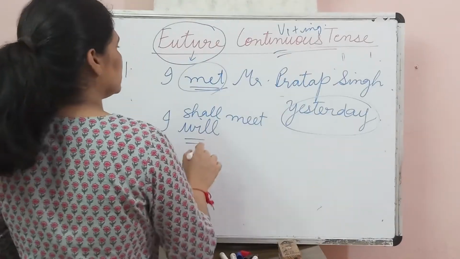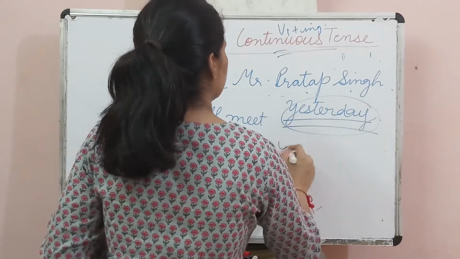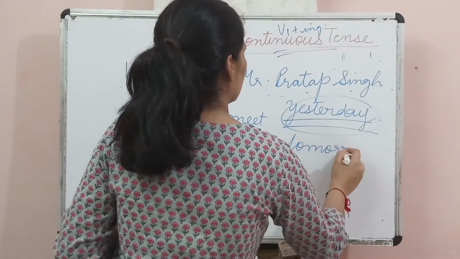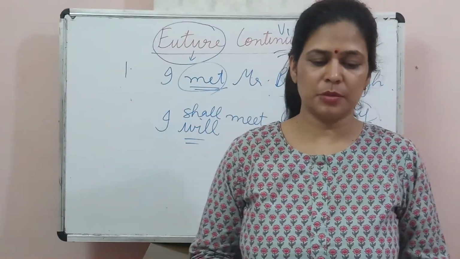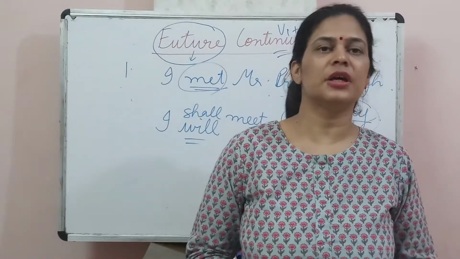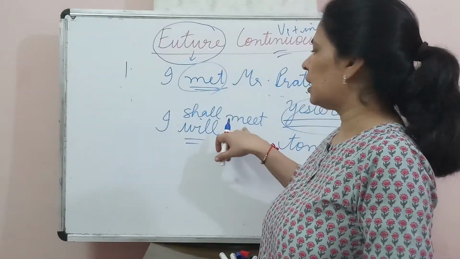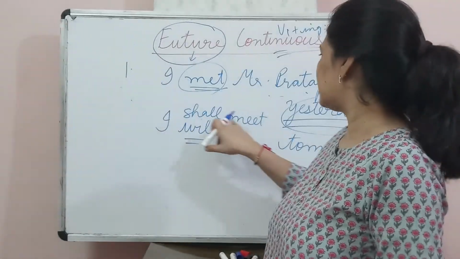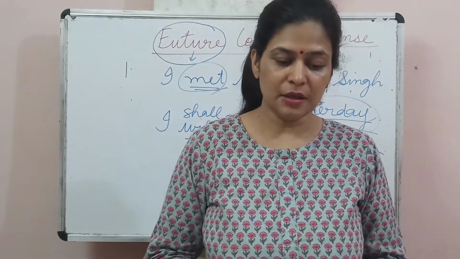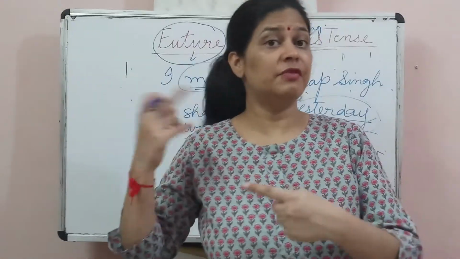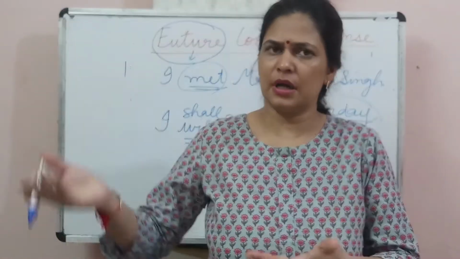or nowadays we are using mostly will meet Mr. Pratap Singh. Instead of yesterday, we will change it into tomorrow. So here it's given, I will meet Mr. Pratap Singh tomorrow. In American English, they are mostly using will only instead of shall. So I will meet, otherwise in British English, we'll use I shall meet Mr. Pratap Singh tomorrow. Next, I cleaned the motorbike yesterday. So I will clean or I shall clean the motorbike tomorrow or day after tomorrow.